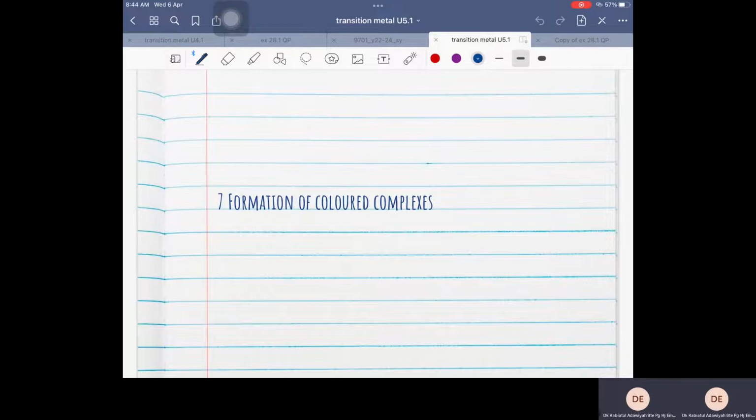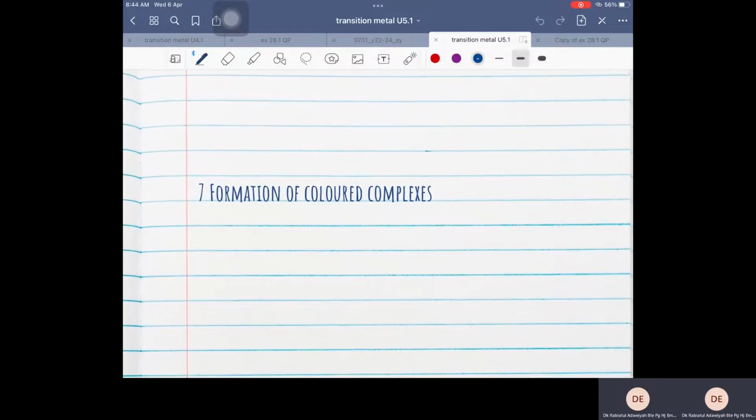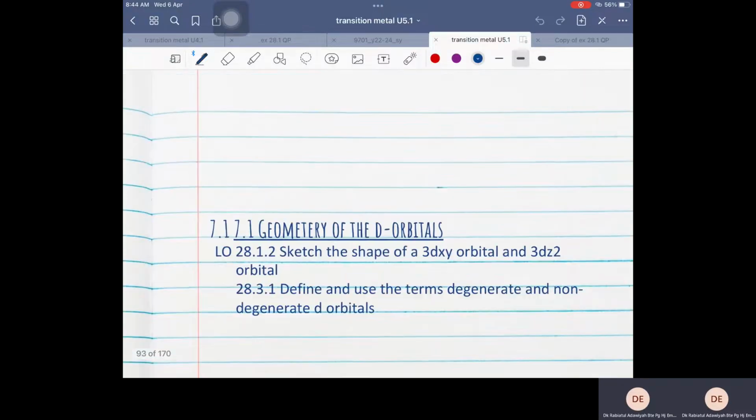Like your copper 2+, which is blue in color. Iron Fe2+, which is green. And Fe3+, which is brown. So it is the ions of the transition metals. And that's one of the properties of the transition metals, where the ions are colorful.